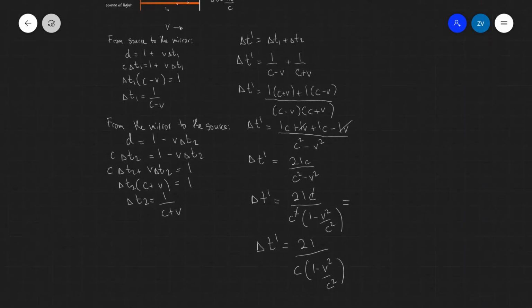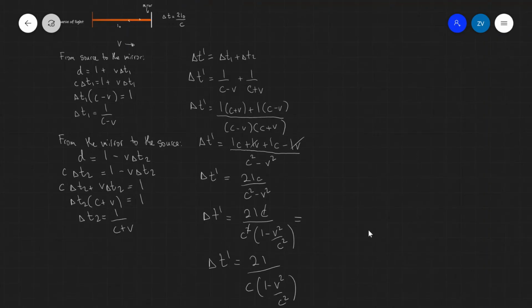And this is an expression for the time that it takes for the light to go from the source of light to the mirror and then back. Well, hang on a minute. We already know from our lesson 1 that delta t primed is equal to delta t divided by the square root of 1 minus v squared over c squared. Now we have an expression for delta t primed here, and we also have an expression for delta t there.